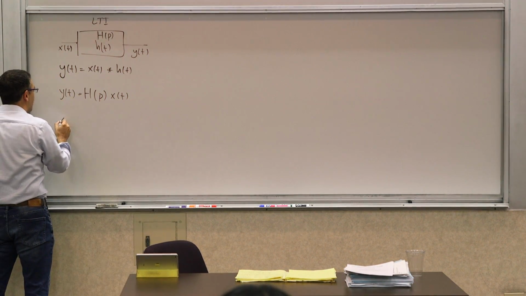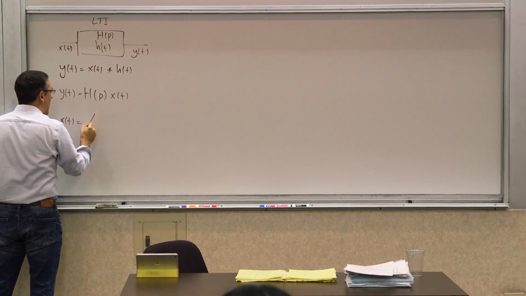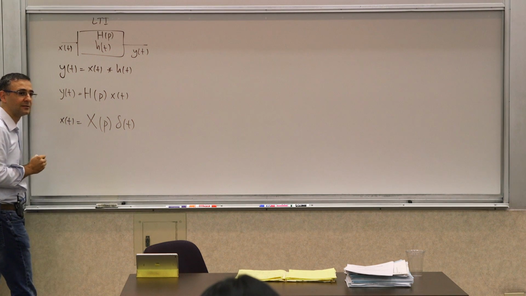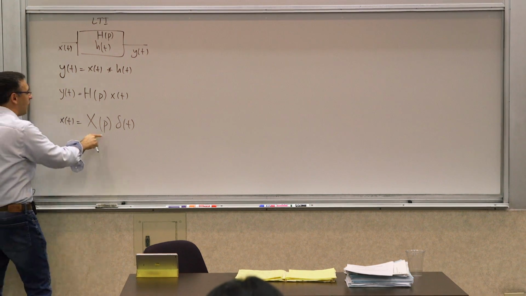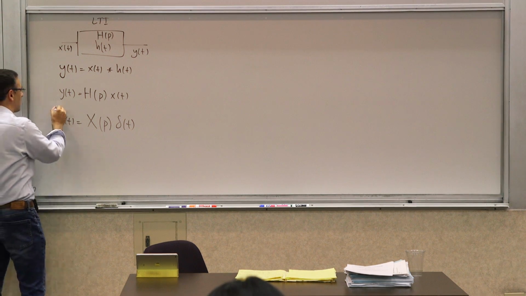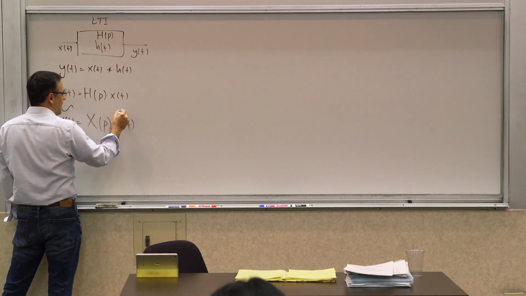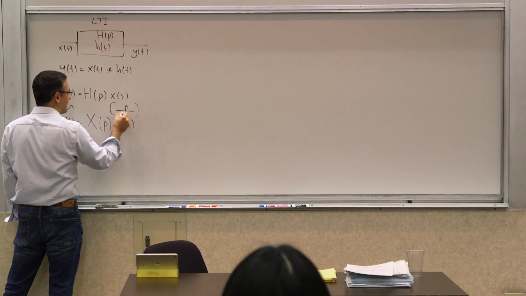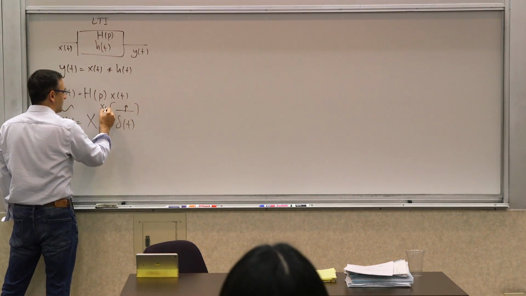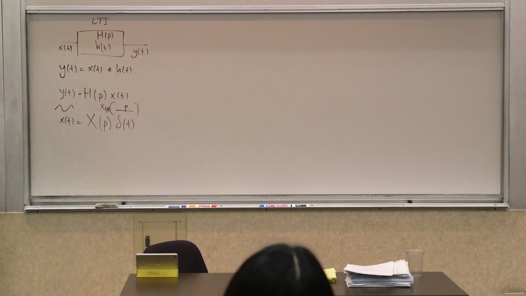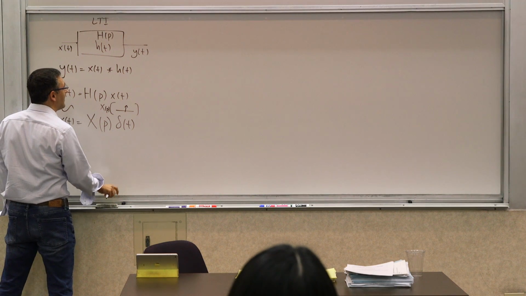In other words, can I make x of t off of an operator, capital X of p, operating on delta of t? So the question is, what is this x of p that produces this waveform? Let's say you have some waveform, and then off of an impulse. So if it takes an impulse, it operates on it, and then produces this. Right? So the question is, what is that? And why is that useful?